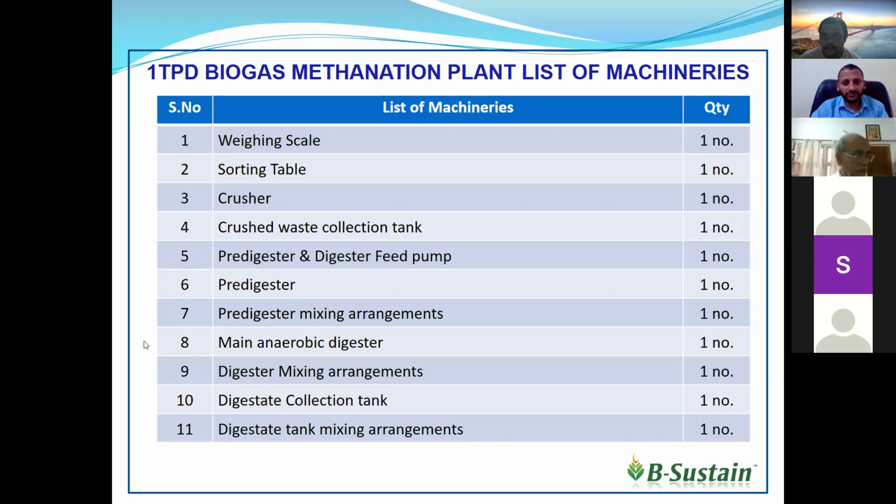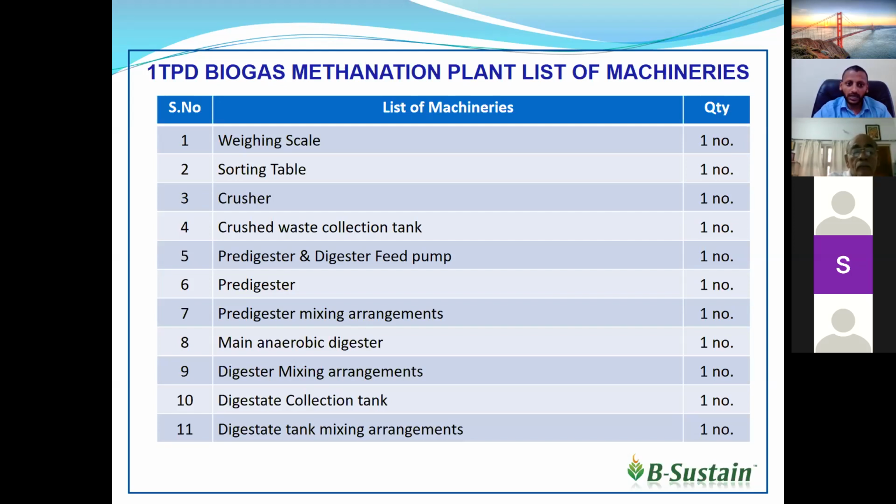So we have seen the list of machineries required for a basic 1000 kpd biogas plant. We have been through the crushers, the crusher waste collection tank, and the pre-digester. What is the use of the pre-digester? It increases the efficiency of the secondary digester. In anaerobic digestion, four processes happen: hydrolysis, acidogenesis, acetogenesis and methanogenesis, where complex substances are broken down into simple substances through hydrolysis.